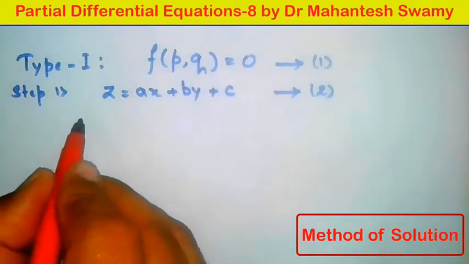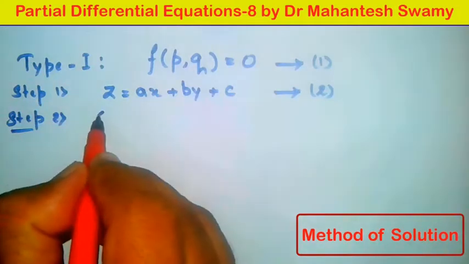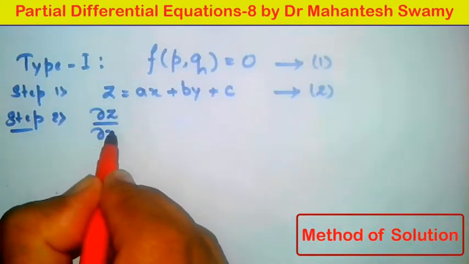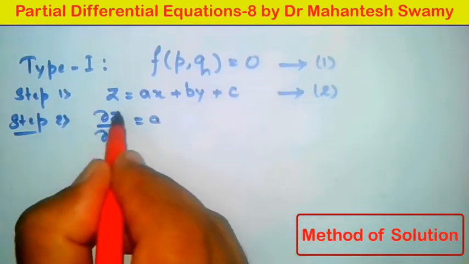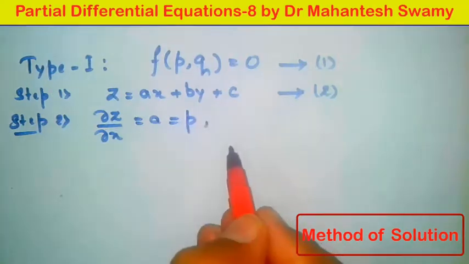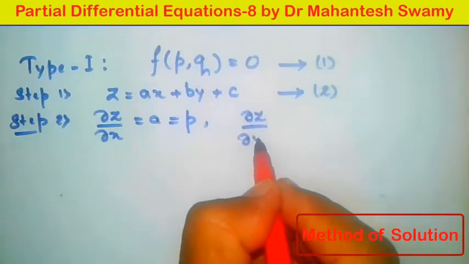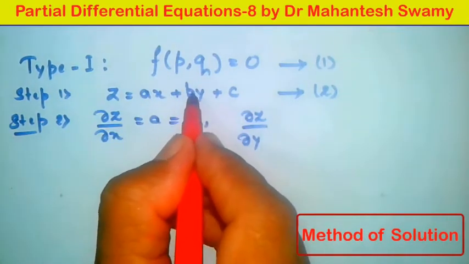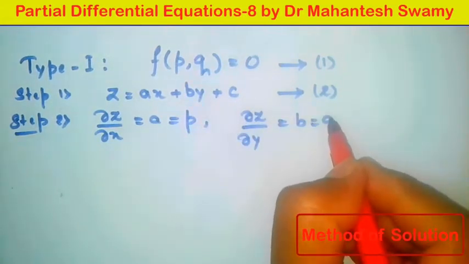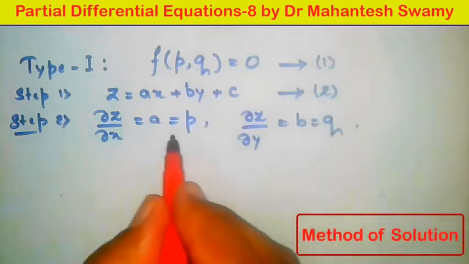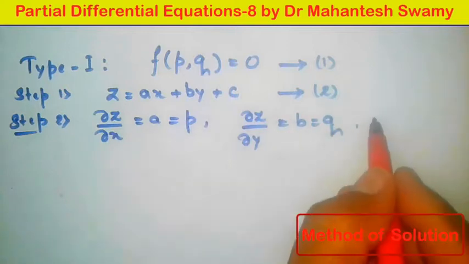Now in step number 2, we have to differentiate z with respect to x, that is dou z by dou x. Of course, dou z by dou x from this expression is a, and we know that dou z by dou x is p. And dou z by dou y, if we find it from equation number 2, it is 0 plus b into 1 plus 0, that is b. We know that dou z by dou y is q. So we got the value of p and the value of q. The value of p is a, the value of q is b.